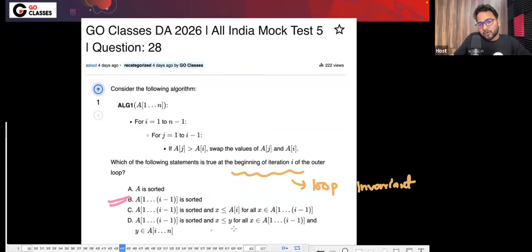So basically they are saying that x is less than or equal to y for all x belonging to A, till this AN, and these claims we can't make, right? We do not know anything other than that, till 1 to I minus 1, it is sorted. So it was a good question, and B is the correct answer here.